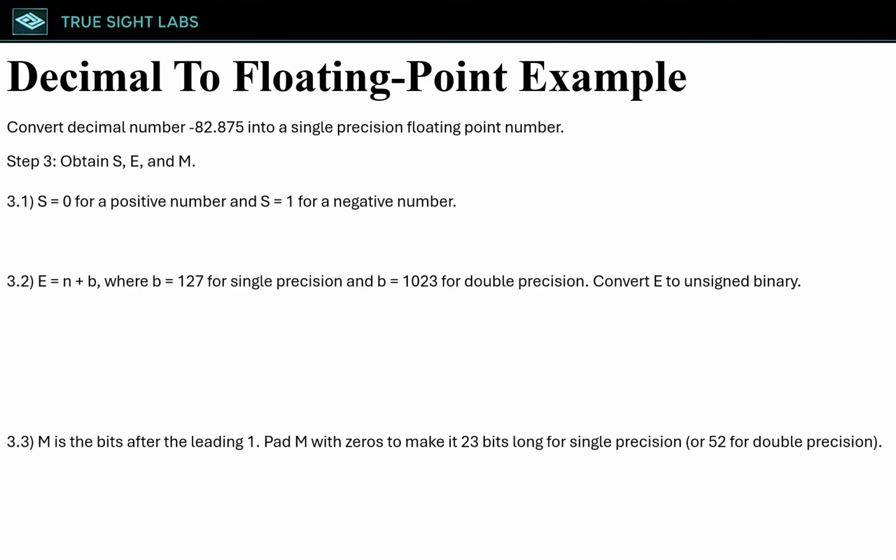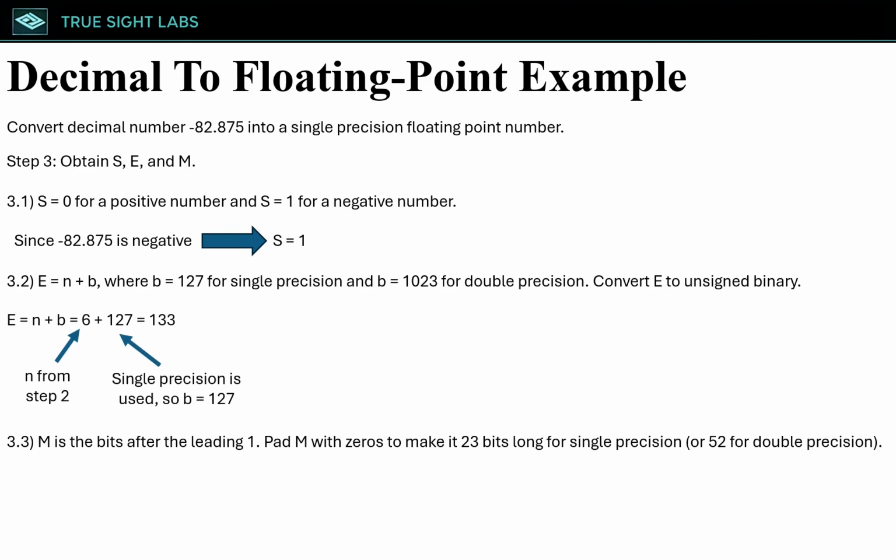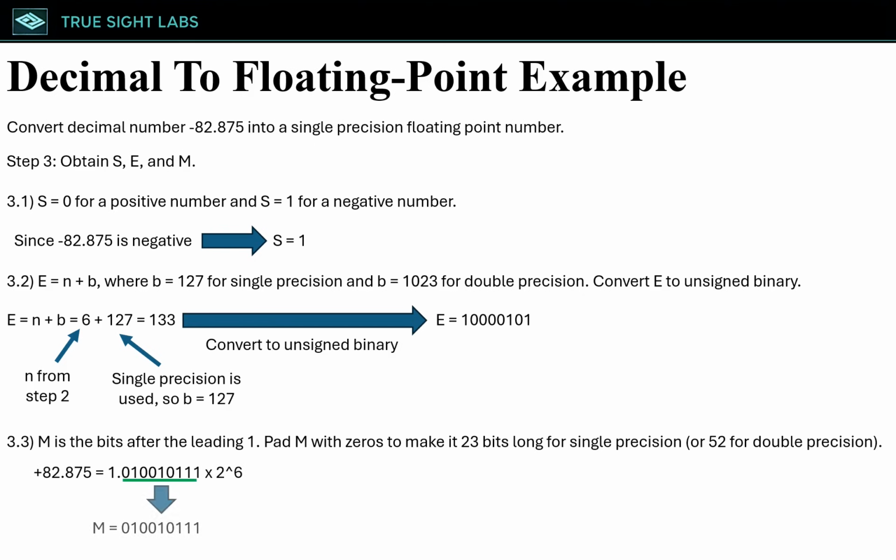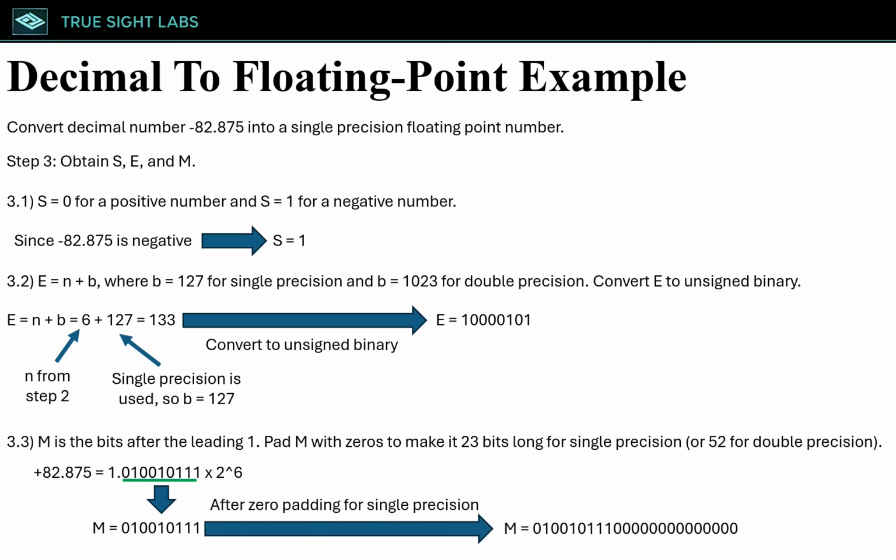Step 3 is to obtain S, E, and M. Since -82.875 is negative, S is equal to 1. Then we calculate the value of E and convert it into binary. M will be all of the bits after the decimal point. We must also zero pad M to make it be the right length.